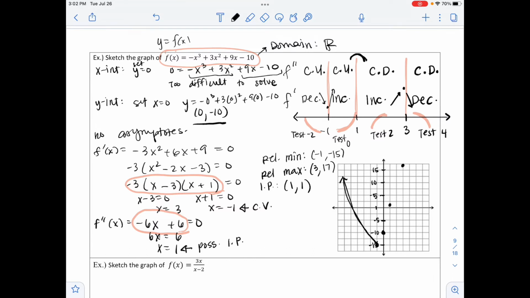The next interval, which goes from negative 1 to 1, so a small interval, it's going to be concave up and increasing. Note that you do have some points to connect, so drawing those in. Then the interval from 1 to 3 is going to be concave down and increasing. So concave down and increasing. And then that last interval from 3 to infinity is going to be concave down and decreasing.